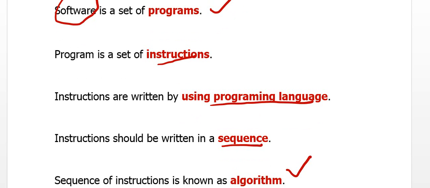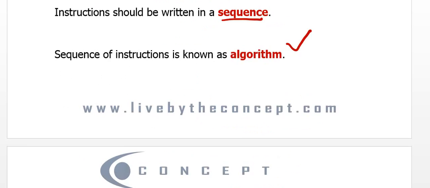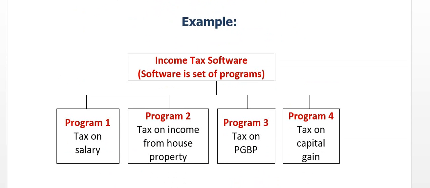Now let us try to understand what all these parameters are talking about with an example. We are all familiar with a software, that is the income tax software. Income tax software is a set of programs having various small programs available. Let's say we have a program which calculates the salary and tax on it, then a program which calculates the tax on income from house property, then a program which helps you calculate tax on PGBP. There is a program which helps you calculate tax on capital gain.